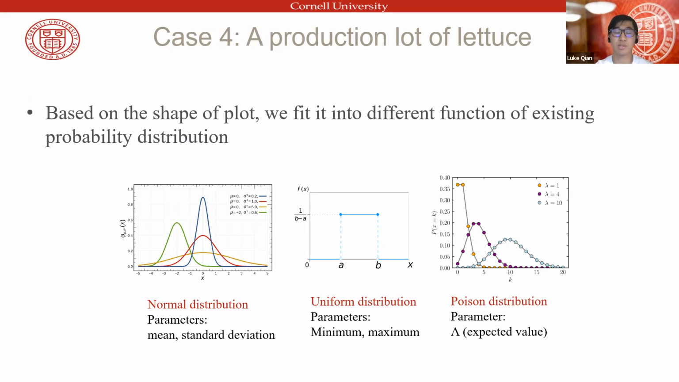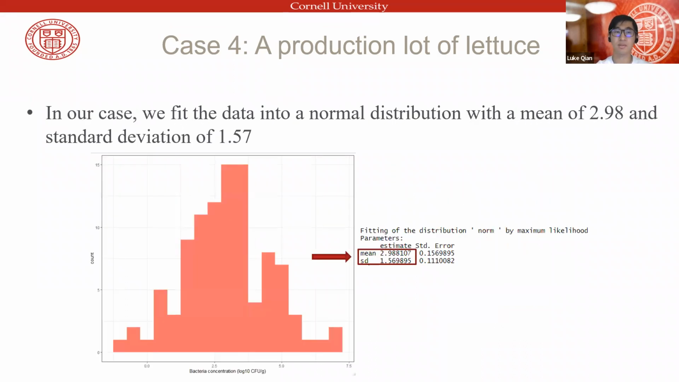Here are the three most commonly used statistical distributions: normal distribution, uniform distribution, and Poisson distribution. Here we can see that normal distribution and uniform distribution both have two parameters, whereas Poisson distribution has only one parameter. So how can we fit our data into a certain distribution?